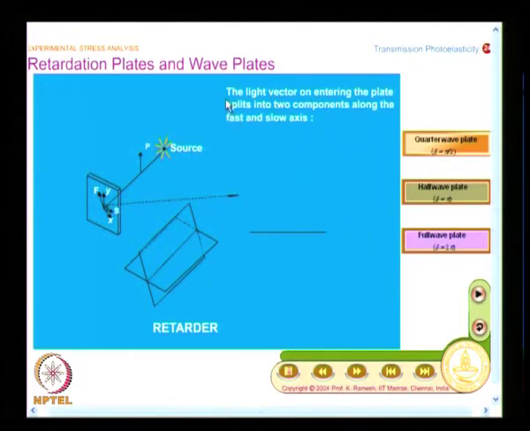is the light vector on entering the plate splits into two components along the fast and slow axis. So, you have to understand I am bringing in two new terminologies, fast and slow axis. The reason for this labeling would become clear when we look at what happens. So, what we saw is I have natural source of light which becomes plane polarized, hits the model, and then on the front surface it splits into two components. Let us see the two components.